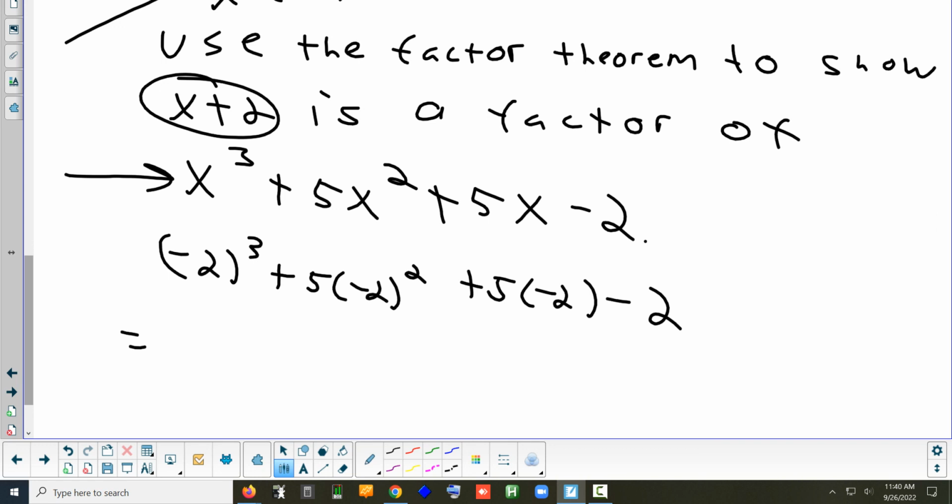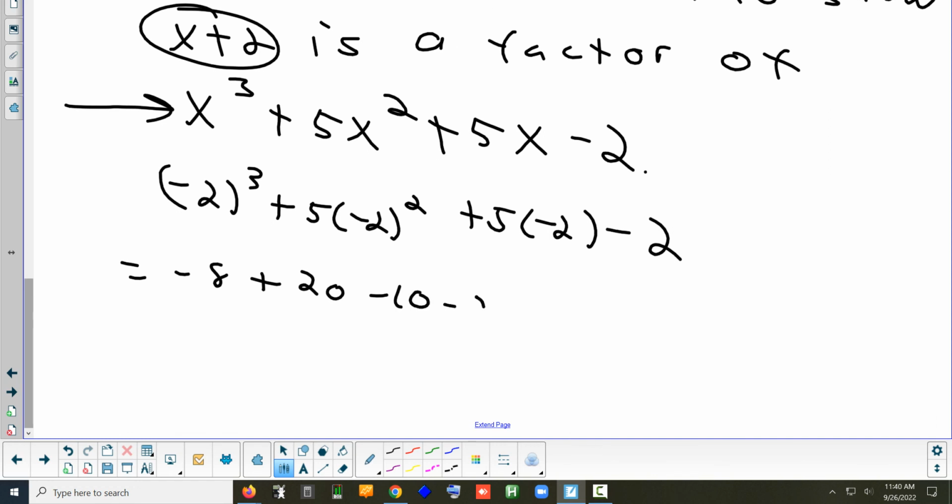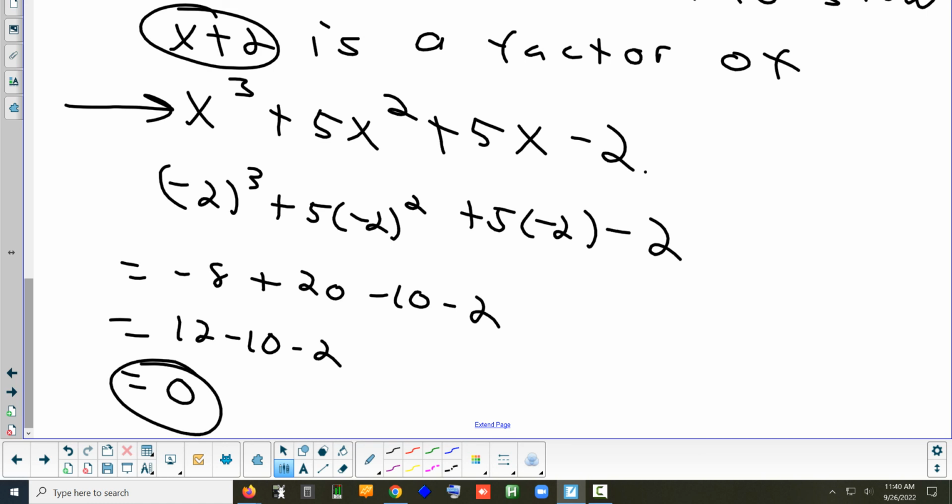Let's see. Negative 2 cubed. Negative 8. Negative 2 squared times 5 is 20. 5 times negative 2 minus 2. What's negative 8 plus 20? 12. Minus 10 minus 2. 12 minus 10 is 2. 2 minus 2, 0. Yep.